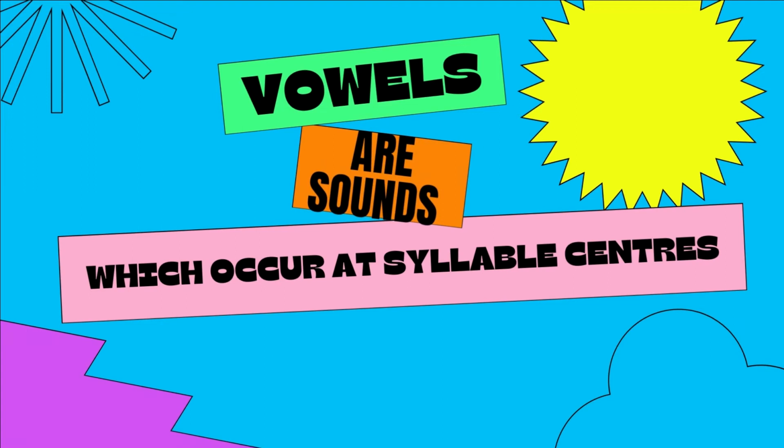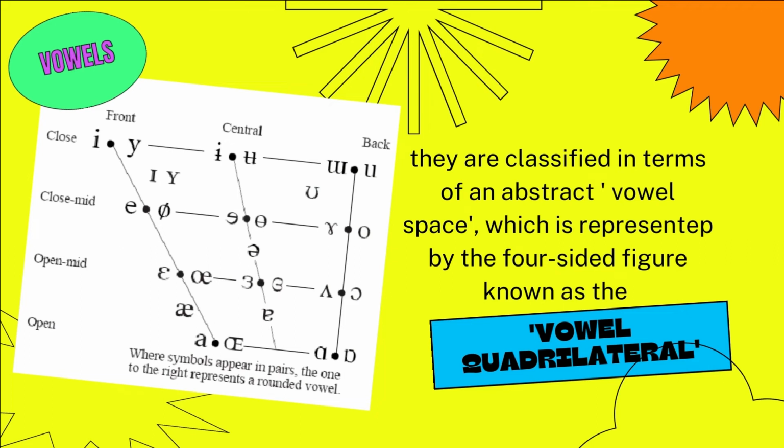Vowels are sounds which occur at syllable centers, and which, because they involve a less extreme narrowing of the vocal tract than consonants, cannot easily be described in terms of a place of articulation as consonants can. Instead, they are classified in terms of an abstract vowel space, which is represented by the four-sided figure known as the vowel quadrilateral. This space bears a relation, though not an exact one, to the position of the tongue in vowel production, as explained below.